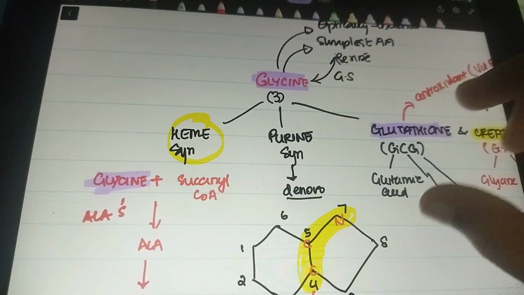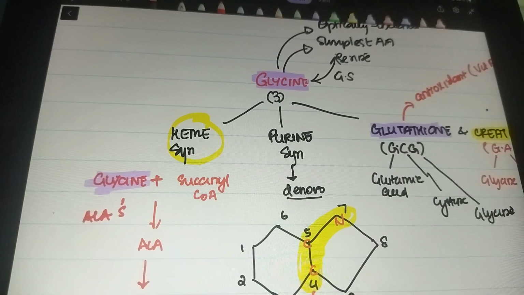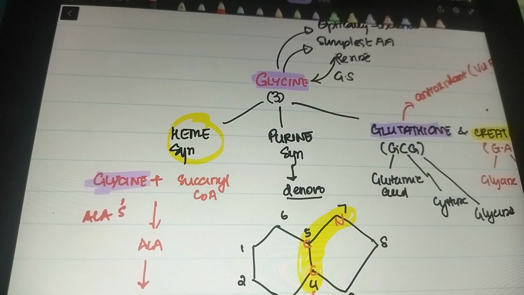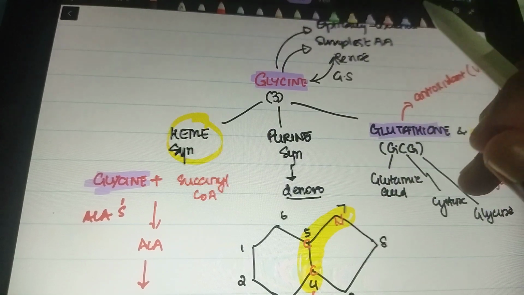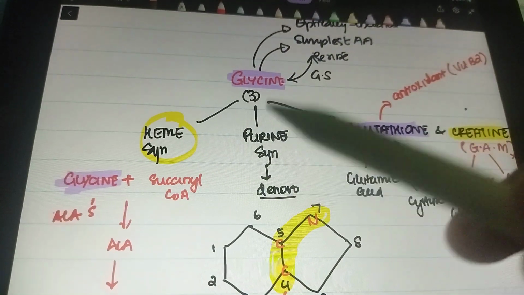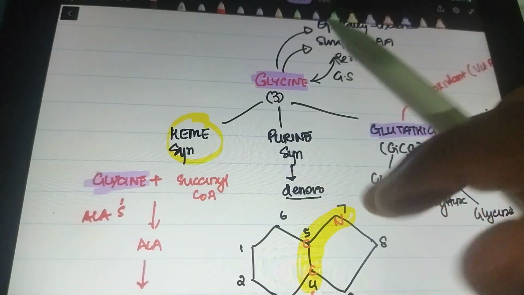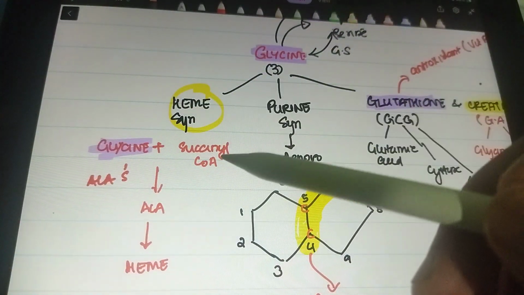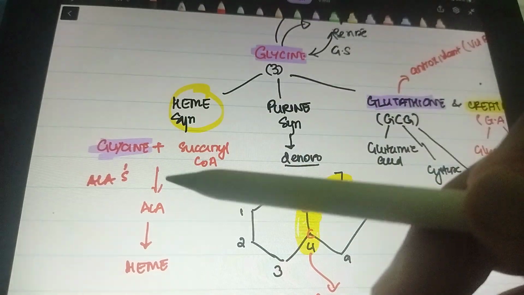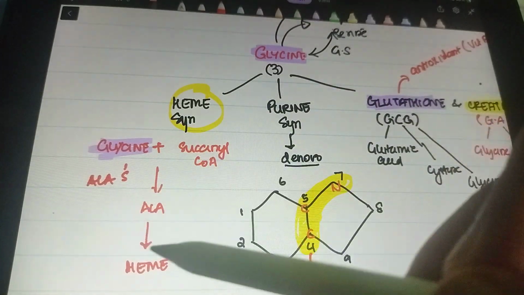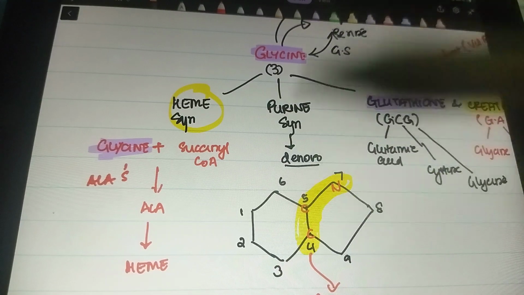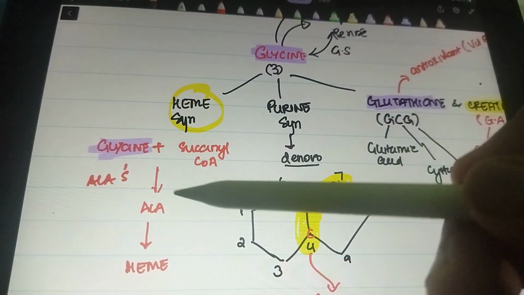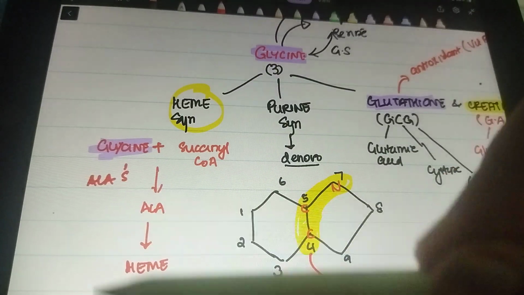Next, we are talking about the major uses of glycine. Glycine is mainly used for heme synthesis, purine synthesis, and glutathione and creatine synthesis. So these are the major uses of glycine. For heme synthesis, how is glycine used? Glycine, when added with succinyl CoA, will be converted into ALA. ALA will be formed by the enzyme called ALA synthase. From the ALA synthase, ALA is formed. This ALA can be converted by multiple steps to form heme.